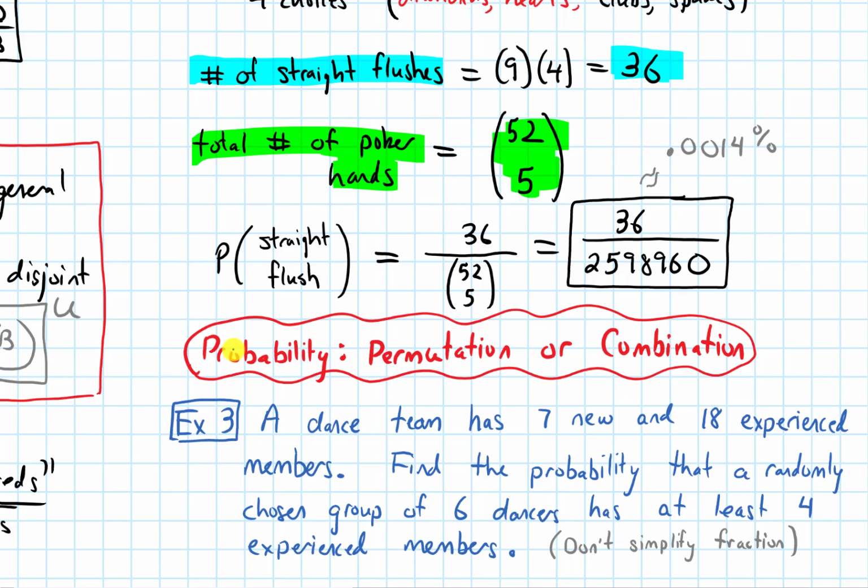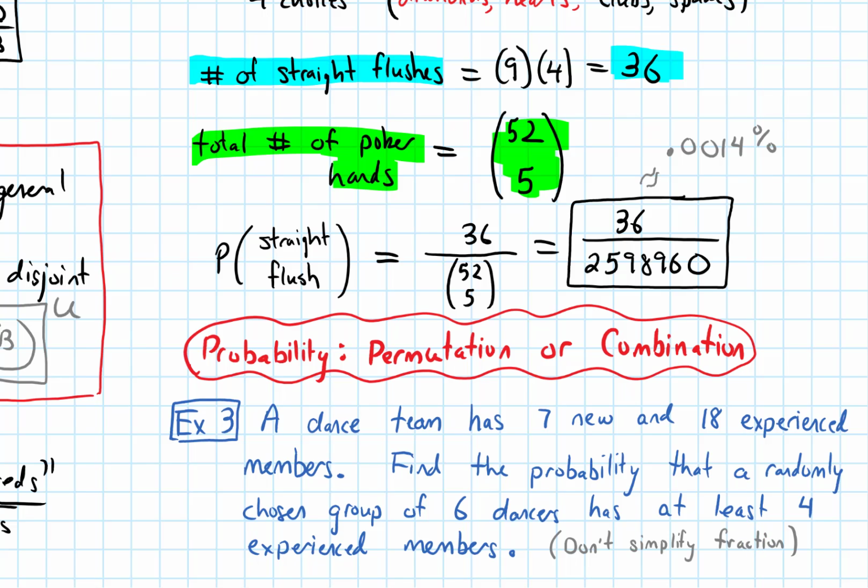In this video, we will do a probability example involving permutations or combinations. The example says, a dance team has 7 new and 18 experienced members. Find the probability that a randomly chosen group of 6 dancers has at least 4 experienced members. It also says not to simplify the fraction that we get at the end of the problem.